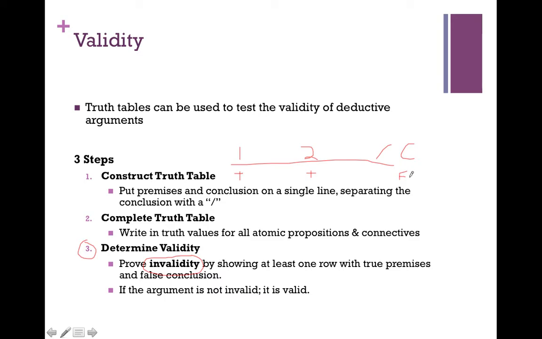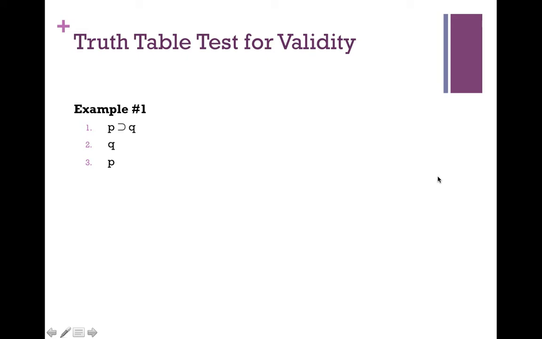And if we can't find a single row that has true, true, false, then the argument is valid, because we only have two options, either valid or invalid. If it's not invalid, then it follows from sheer reason alone that it would be valid. So that's what we're going to be looking for. Now, all this might be a little confusing, so let's do a couple of examples. In fact, this is all we're going to do today, just look at different examples.